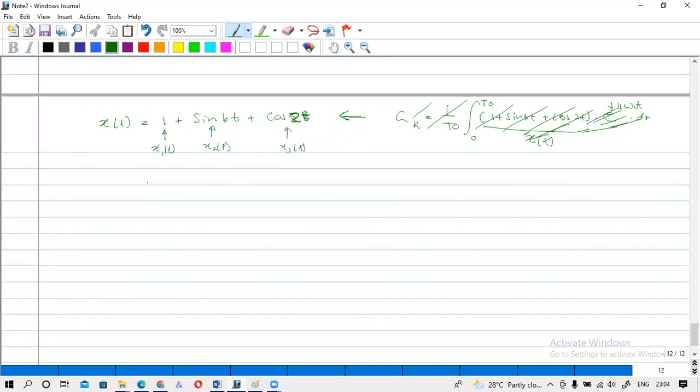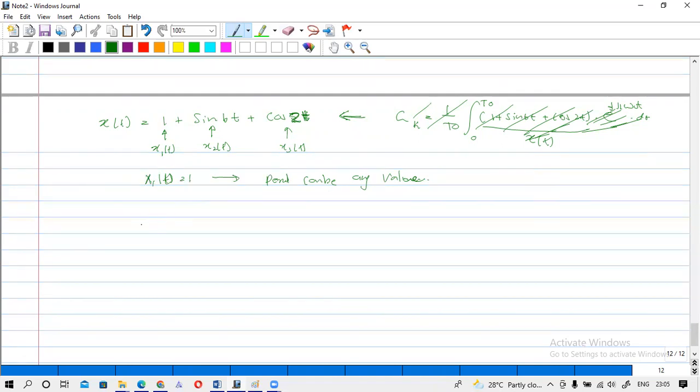If you consider x1(t), that is 1. You can consider this as a periodic signal, and the period can be anything. Period can be any value. We have already explained this thing. Okay, x1(t) is equal to 1, period can be any value.